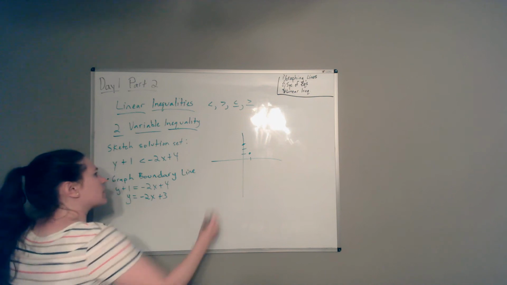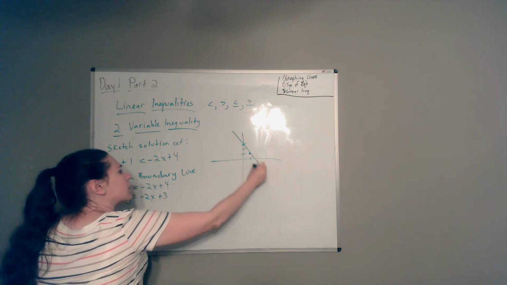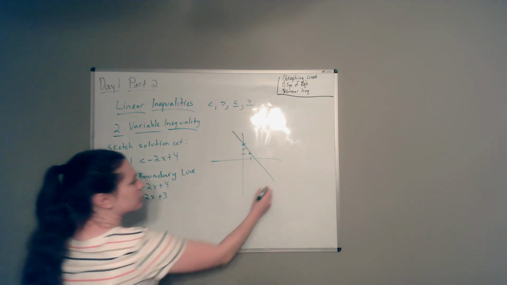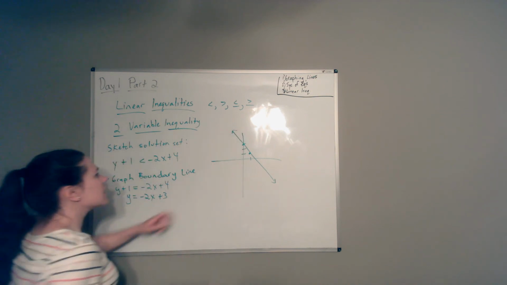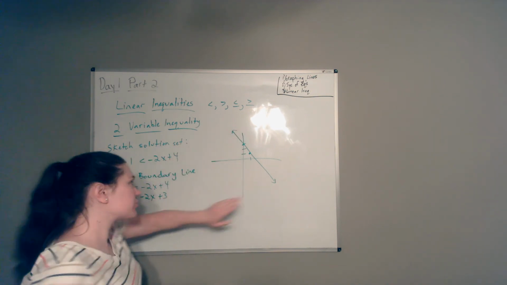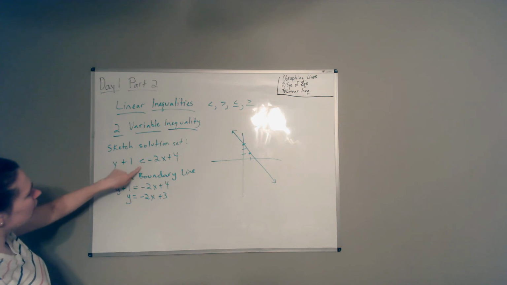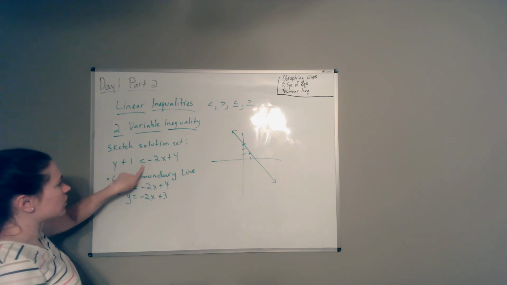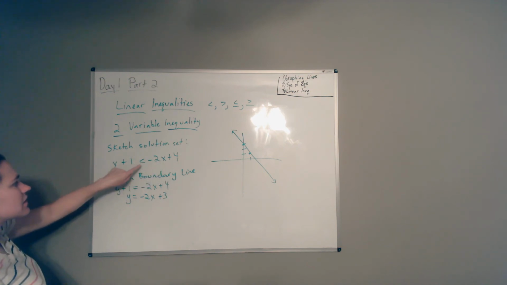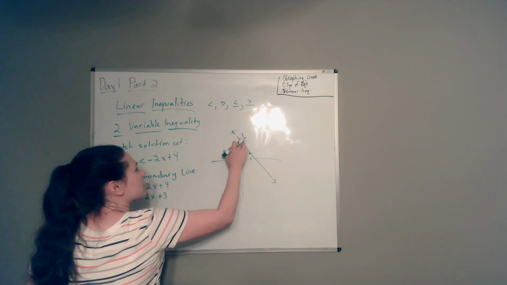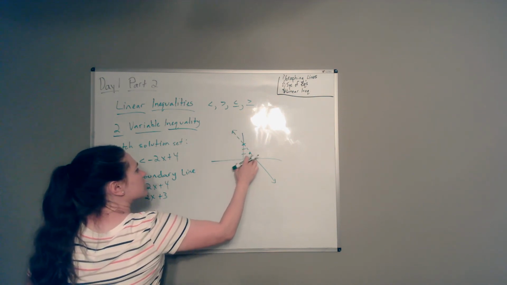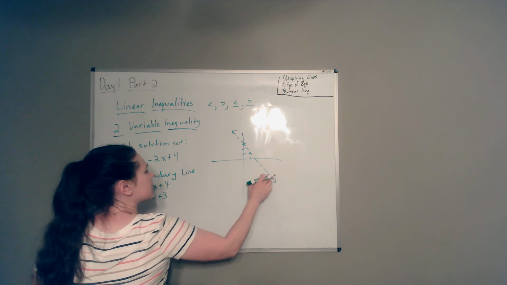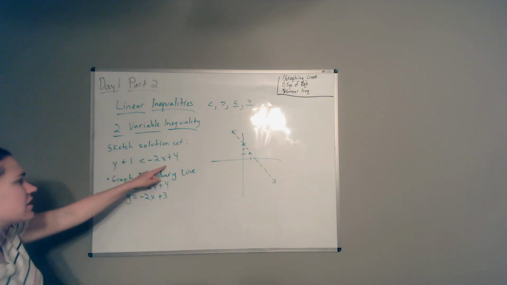And now, it would be solid if this is the boundary, if you should include the boundary in your solution. But is the left allowed to equal the right? No, it's not allowed to. The left has to be less than the right. So that means it should be dashed. You should have a dashed boundary if the left is not allowed to equal the right.